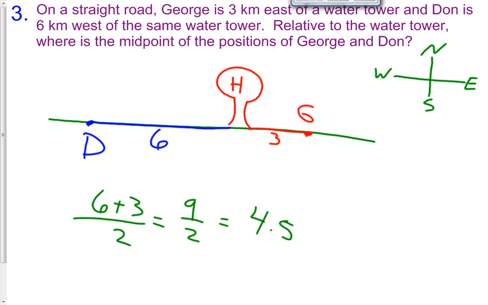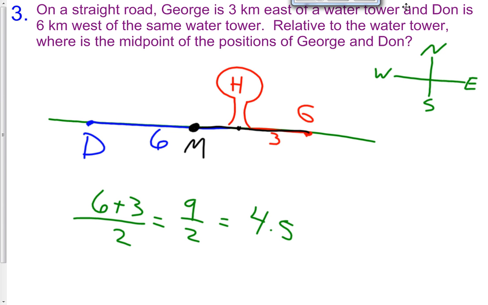So if we're just using common sense again, here's our water tower. And here is 3 kilometers to get to the water tower. And we got to go to 4.5. So here's maybe another one, and there is where the midpoint would be. Okay, so that's the middle of my 2 points of where Don and George are.